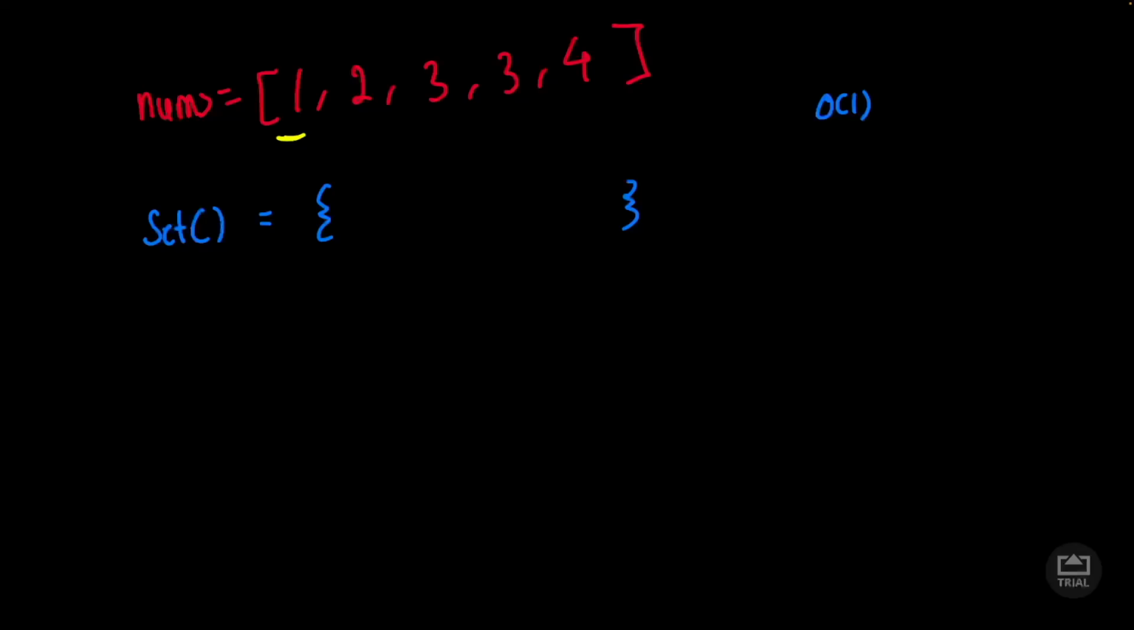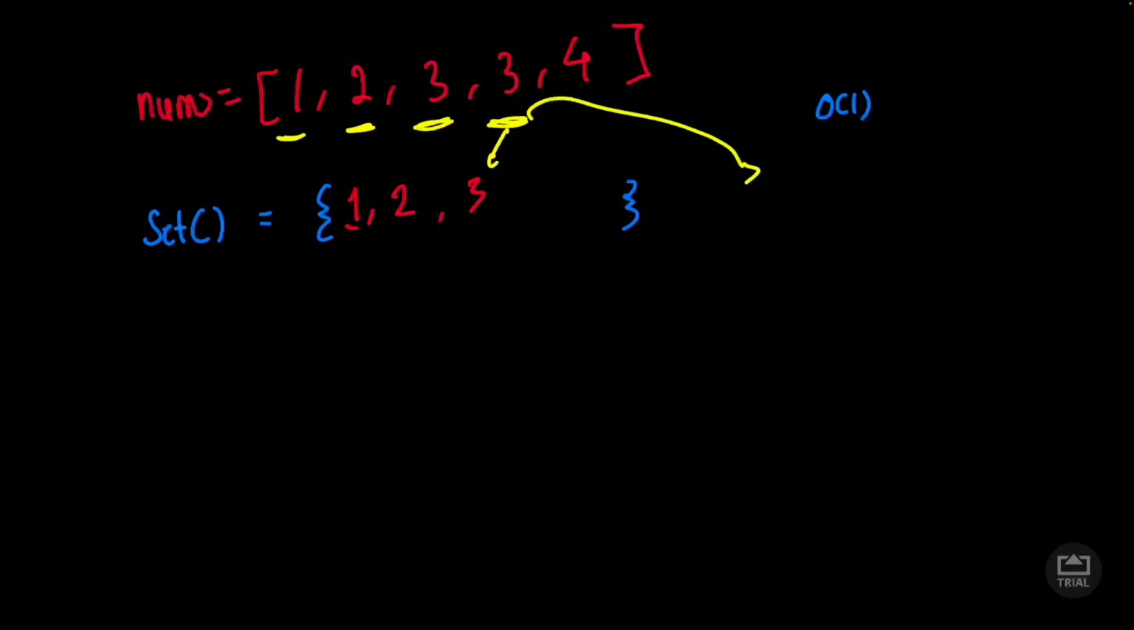So what we're going to do is we're at 1, and we can see that 1 is not currently in the set, so we add it in, and then we go to the next element. We see that 2 is not in the set, so we add it in, go to the next element. Now we see that 3 is not in the set, so we add it in, then finally go to the next element. Now at this 3, we can see that a 3 already exists here within the set.